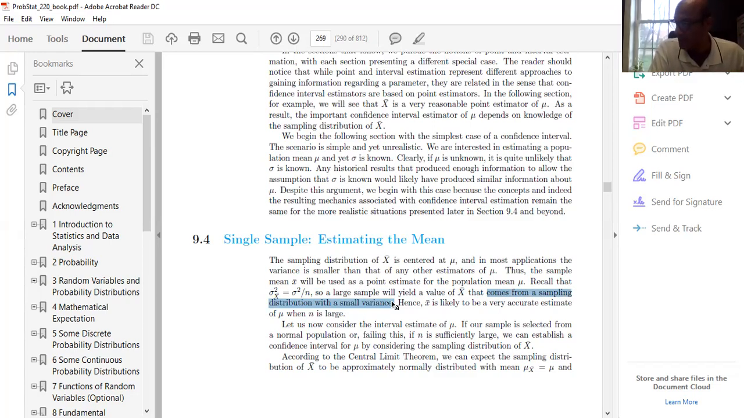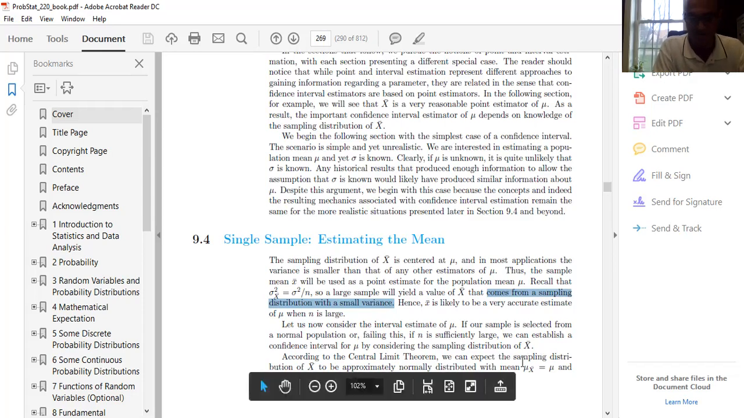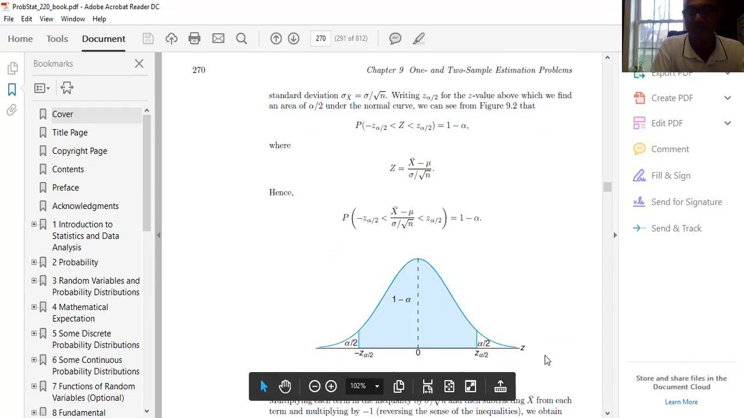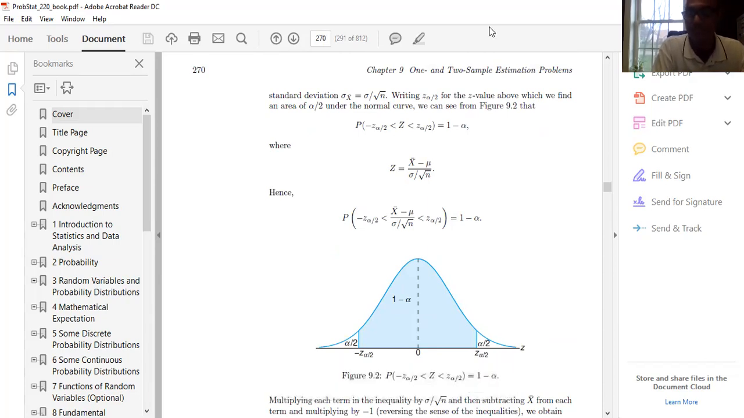Okay, guys. And according to the central limit theorem, we can expect the sampling distribution of x bar to be approximately normally distributed with mean mu x bar equal to mu. Mu remains the same. The mean remains the same: mu x bar equals mu. Look here. And that's how this works. We are going to use the same theme throughout this chapter, so let me stop sharing this and explain it using my whiteboard.